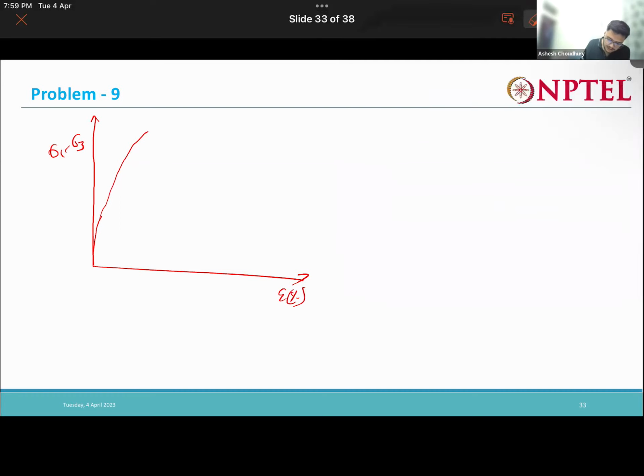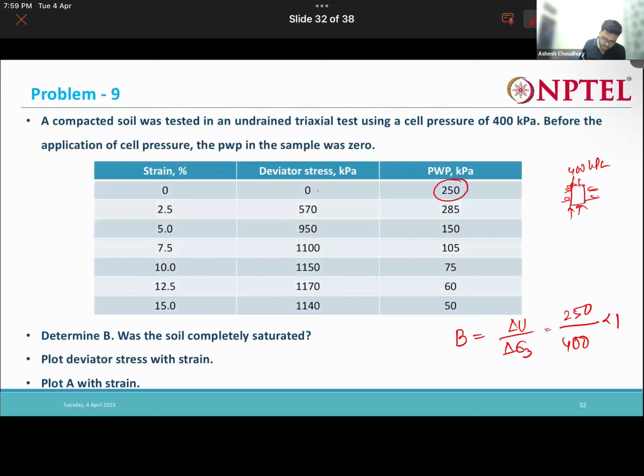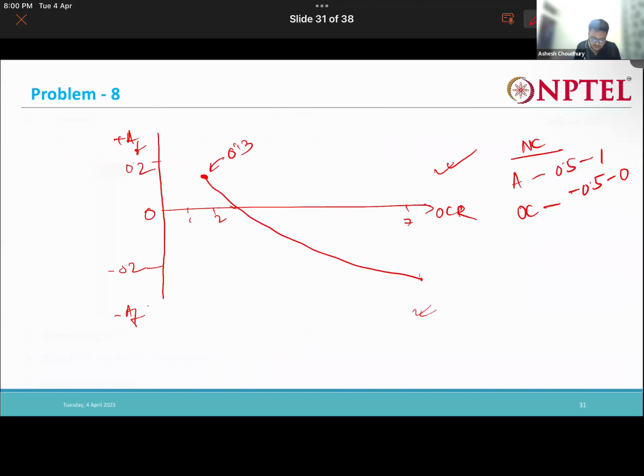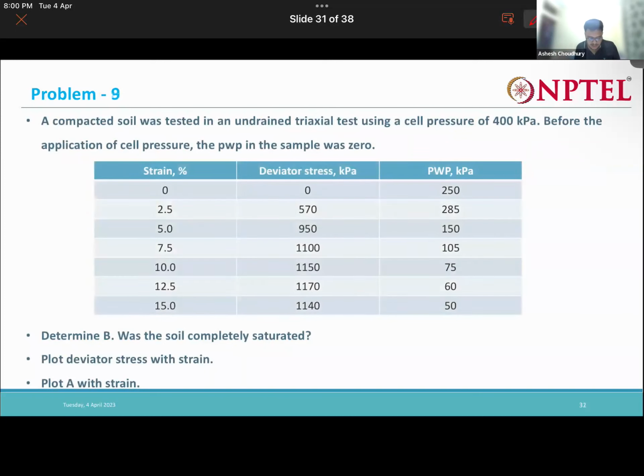You can draw this by yourself in Excel and check once. You will get one curve like this. Please plot and check in Excel what type of curve you are getting. For the previous one also, please plot and check by yourself in Excel once.